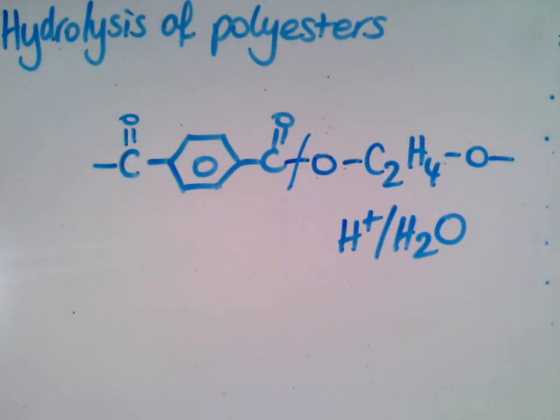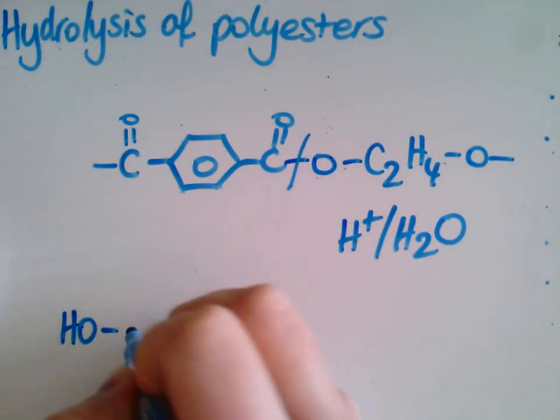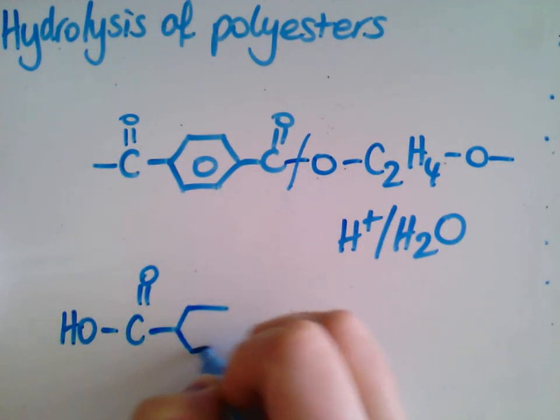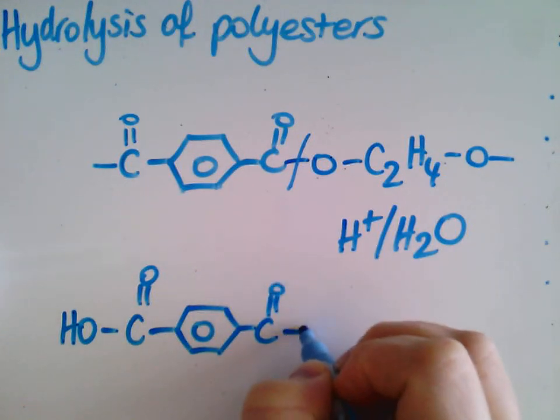Now we're going to basically go back to making the original reactants that would have been used to form this polyester in the first place. So we're going to be making a dicarboxylic acid and a diol. We need to bear in mind that the number of moles of water needed are going to be related to the number of repeating units that you have present.